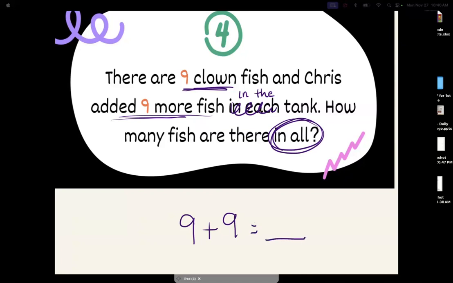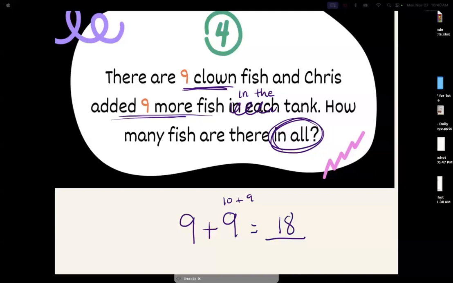Good. Because if you turn this into a 10, then it would be 19. You're right. Because that'll be the 10s, right? 10 plus 9 equals 19. Then 1 less is going to be 18. Good job. It's all about just playing with the numbers.